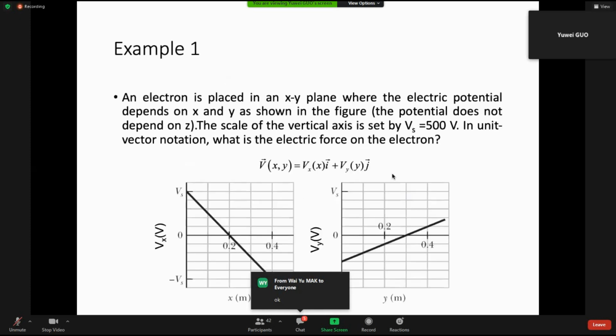Okay, first, we have an example for the relationship between the electric field and the potential. So this is the first example. I can give you about 2 minutes to review this.